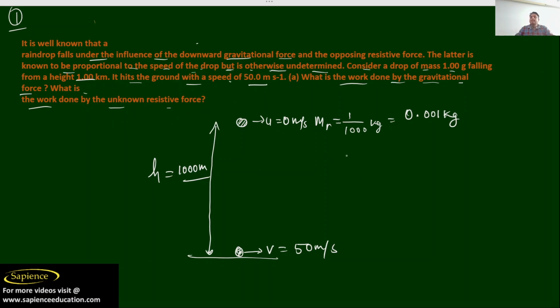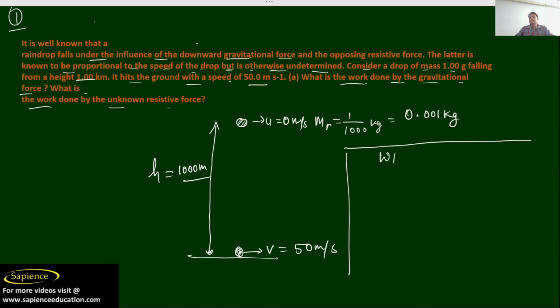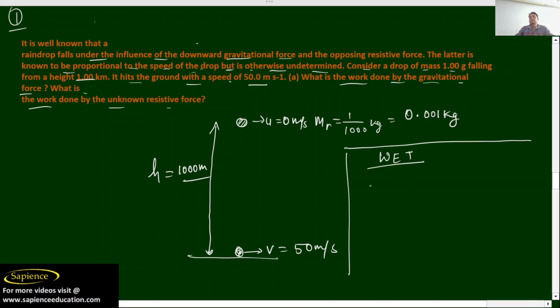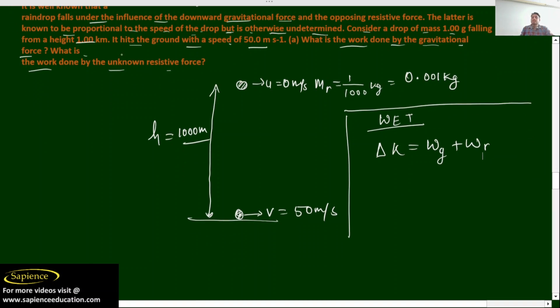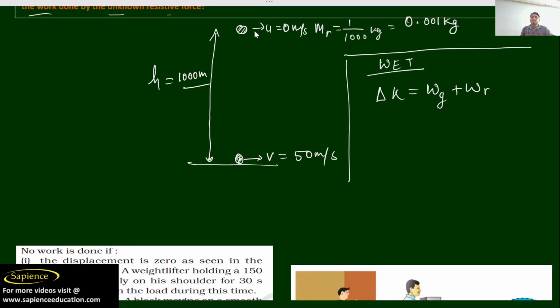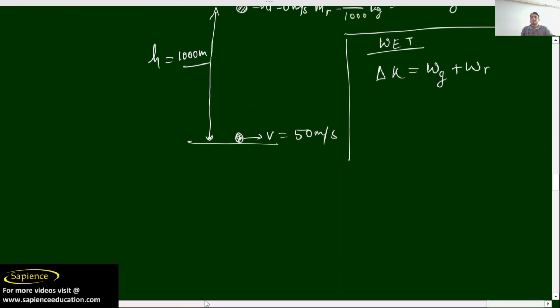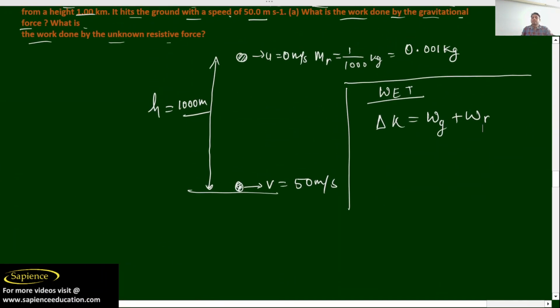So we will apply the work energy theorem here. What is the work energy theorem? Change in kinetic energy is equal to total work done, that is work done due to gravity plus work done due to resistive force. So first of all, we need to use this formula to find out the work done due to resistive force. Let us put all the values here.